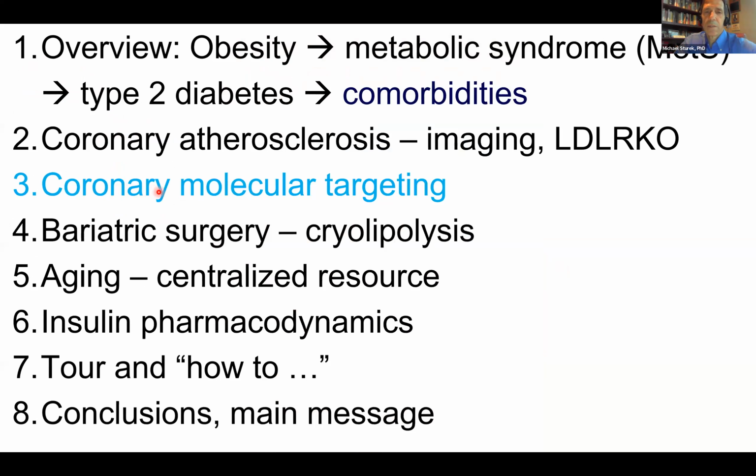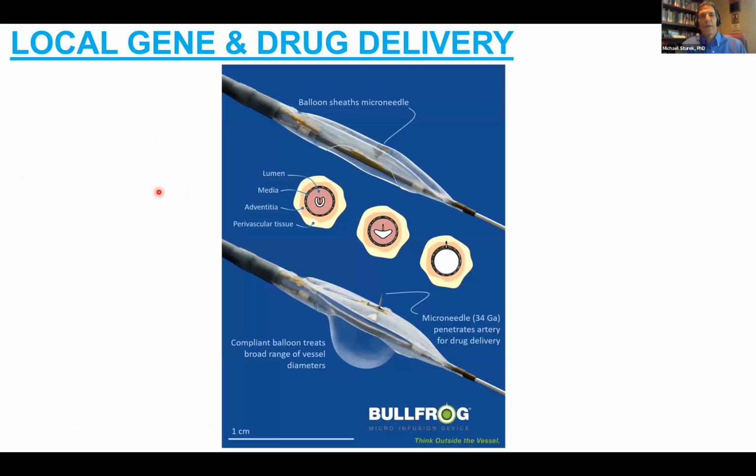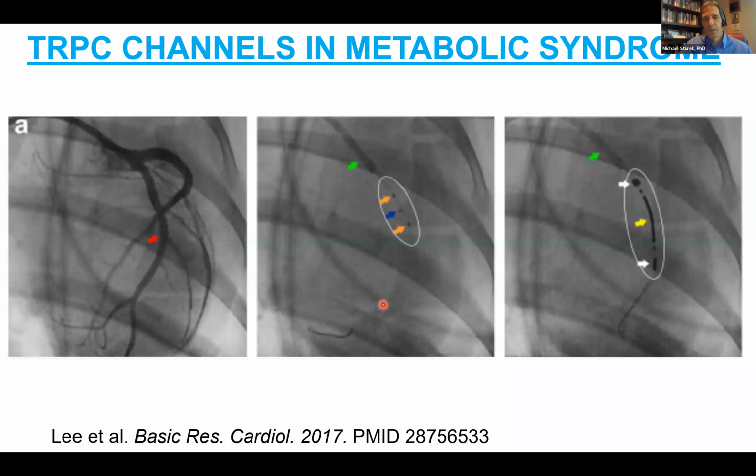So now I want to tell you about coronary molecular targeting as another example of things that can be done in the pig in large animal models. The way that we did this was local gene and drug delivery, and this is called the Bullfrog. It's a catheter here. If I show you up here, the catheter right here, it's got a balloon and it has a microneedle. You get it to where you want in the artery, inflate the balloon, and it presses this little microneedle into the wall, so you can inject genes or adenoviruses or whatever you want. I think this actually is cleared for human clinical use also.